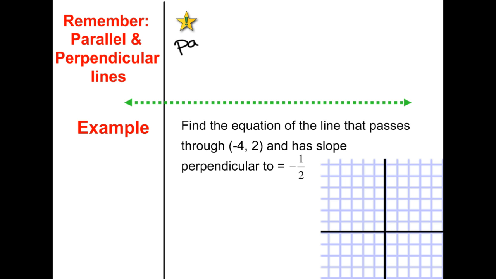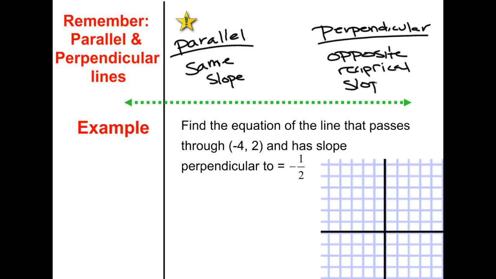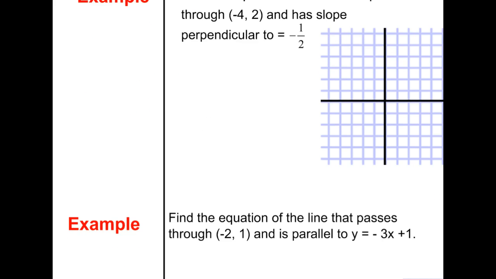Remember, parallel lines have the same slope. Perpendicular lines have opposite reciprocal slopes. Opposite reciprocal slopes. So let's look at some examples here.